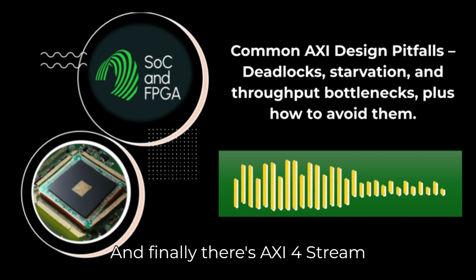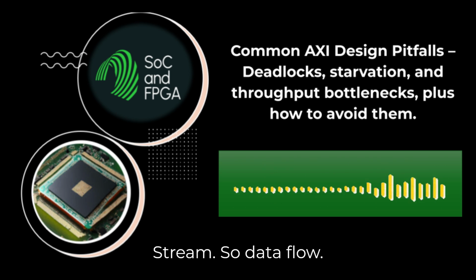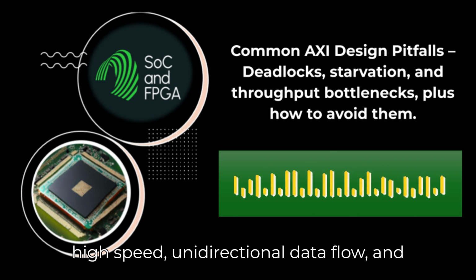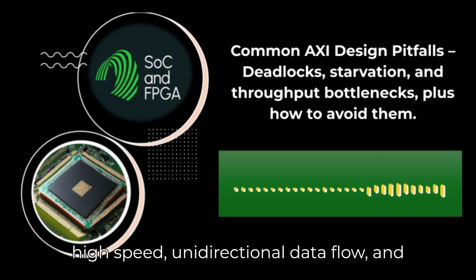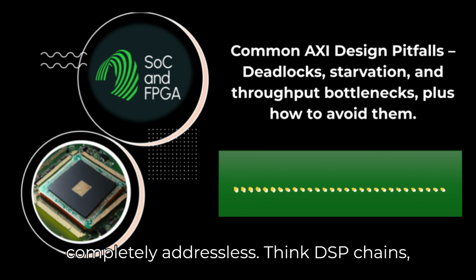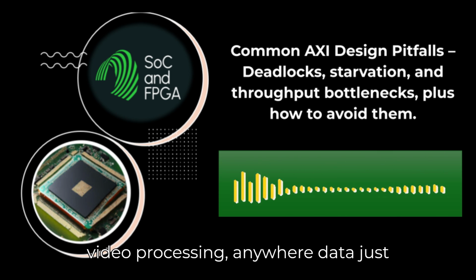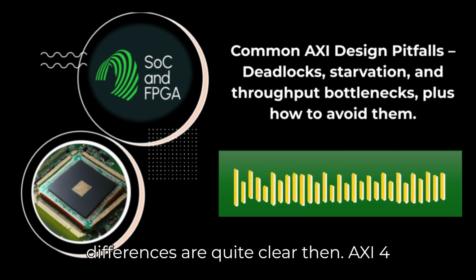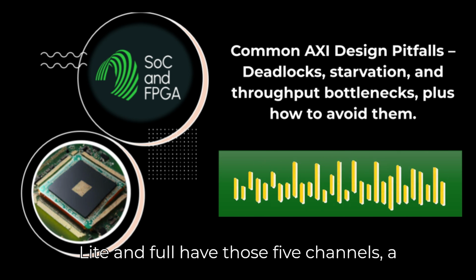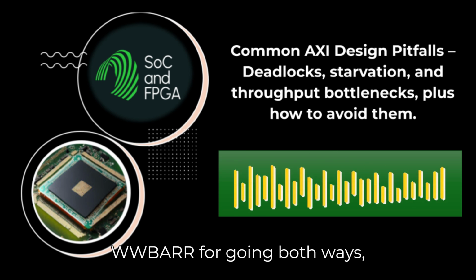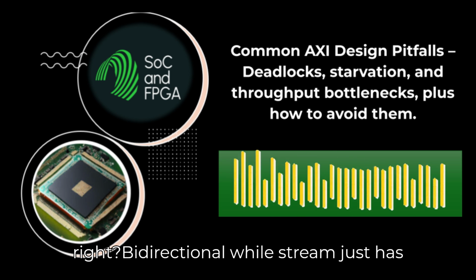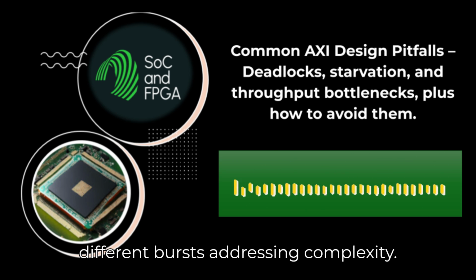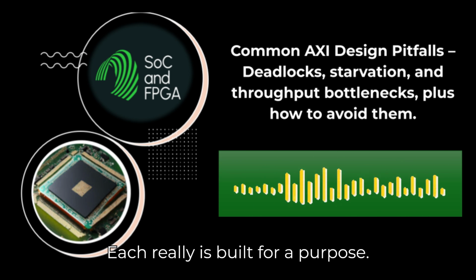And finally, there's AXI4-Stream. Stream. So data flow. Exactly. It's the dedicated data carrier. High speed, unidirectional data flow, and completely addressless. Think DSP chains, video processing, anywhere data just streams through continuously. So the differences are quite clear then. AXI4-Lite and Full have those 5 channels, AW, W, B, AR, R, for going both ways. Right, bidirectional. While Stream just has the one T channel and only goes one way. Different bursts, addressing complexity. Each really is built for a purpose.